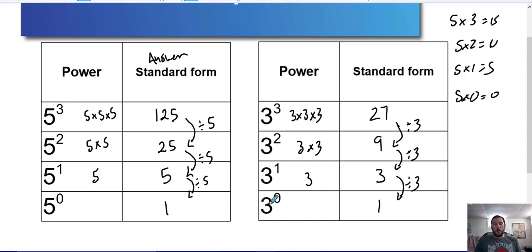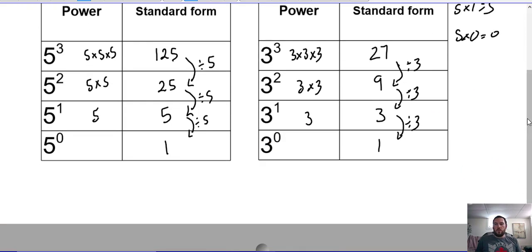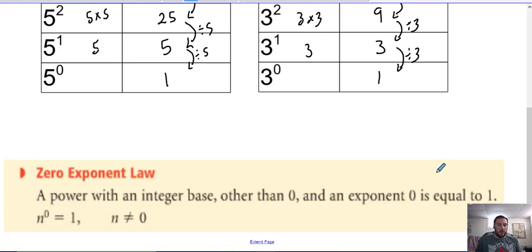And we hopefully notice something happening here, where if I take 5 and I put it to the power 0, I get 1. And if I take 3 and I put it to the power 0, I also get 1. So what that means is that in general, if I take any number, in this case n, where n is some integer, it could be any number we want it to be, other than 0.